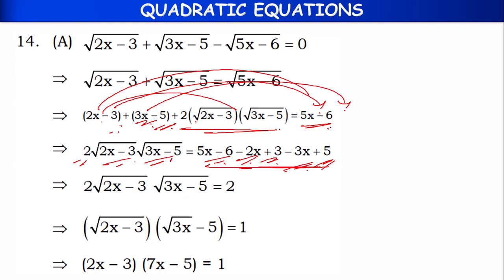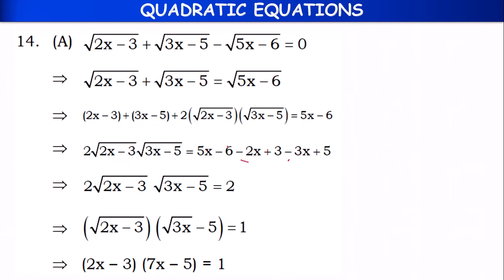Now if we simplify, this minus 2x minus 3x, how much? Minus 5x, and plus 5x gets cancelled. All the x terms will get cancelled: 5x minus 2x minus 3x cancels. 5 plus 3 is 8, 8 minus 6 is 2. So 2 will remain on the right hand side. Now the 2 on the left hand side also will come to the right hand side. It will become 2 by 2, which is equal to 1. So on the left hand side, root of 2x minus 3 into root of 3x minus 5 will remain.